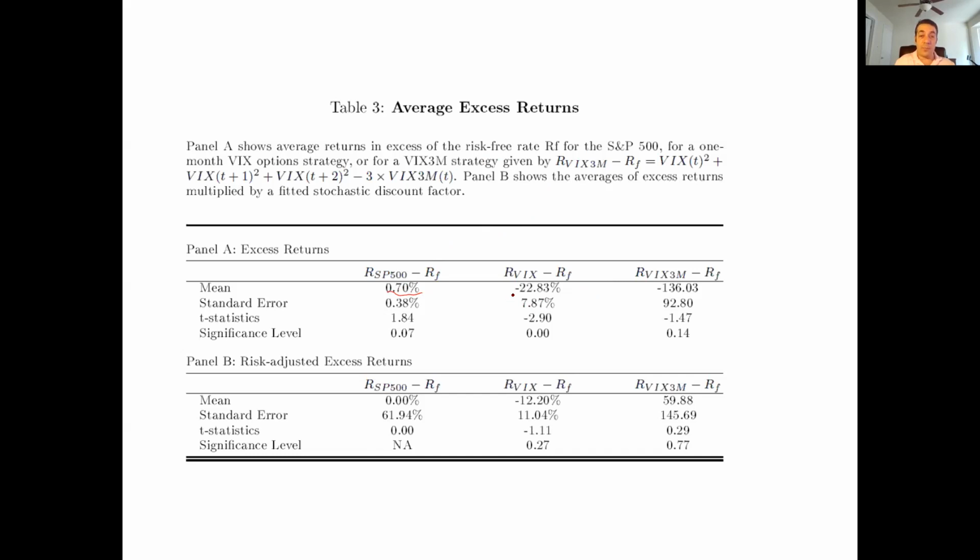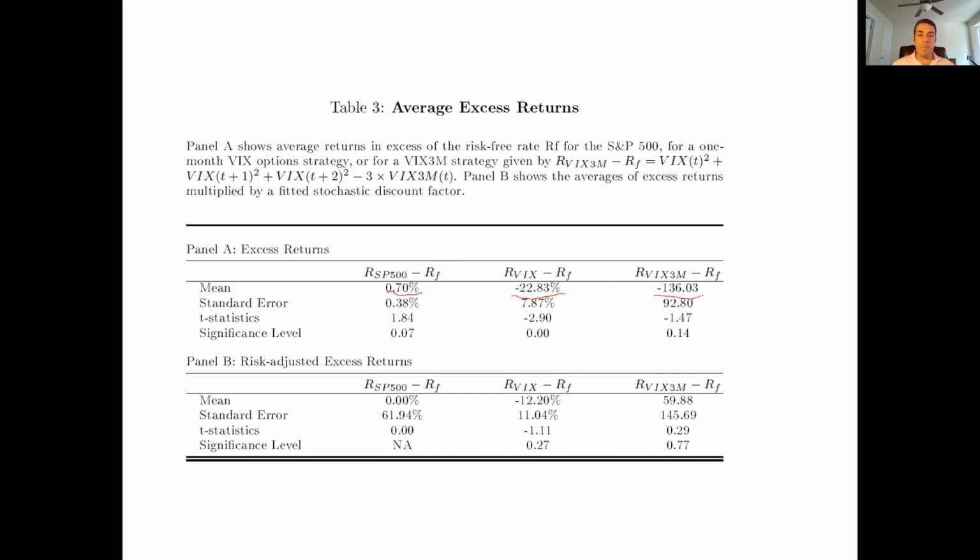The VIX premium is negative and very large, right? Negative 20, I'm sorry, that's 0.7% per month, roughly 8% per year. The VIX premium is negative 22% per month. And the 3-month VIX premium is even larger. But of course, they're highly levered and highly risky.